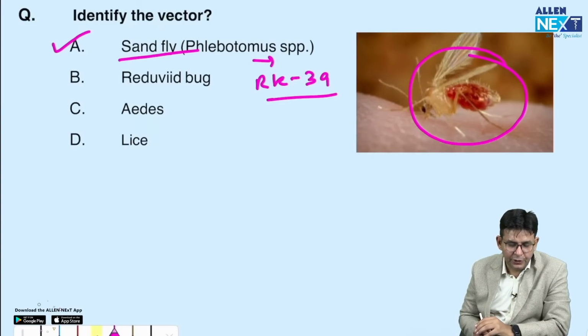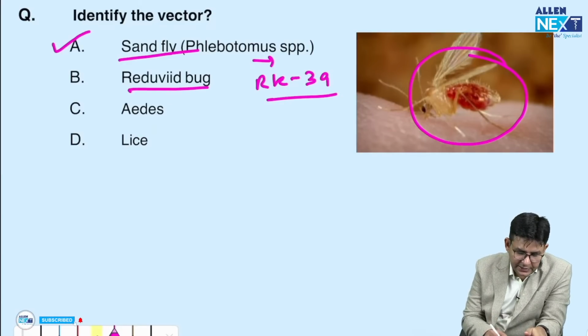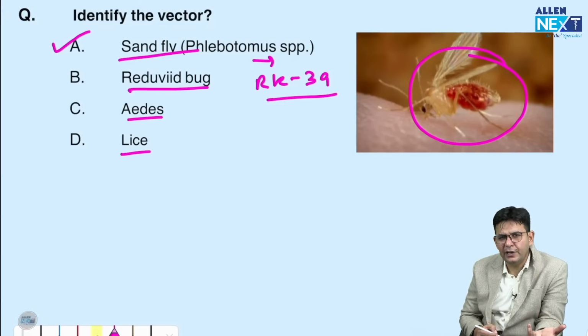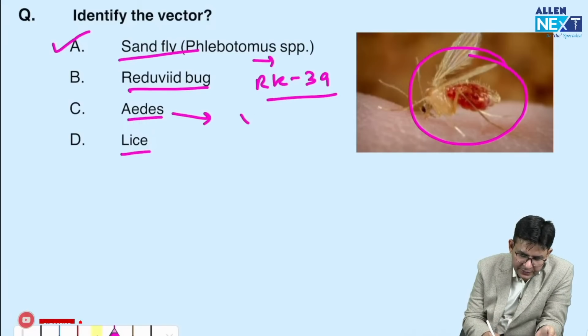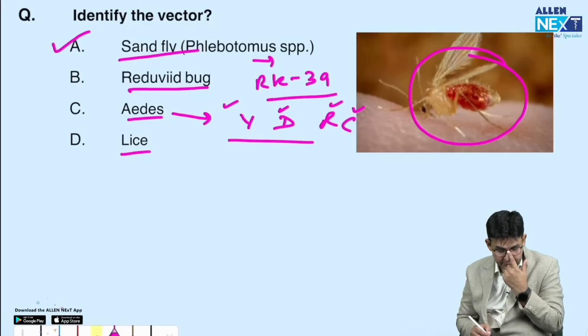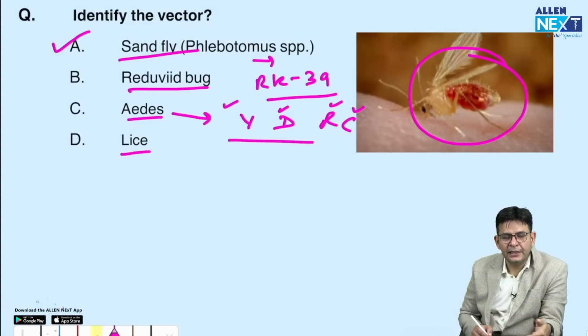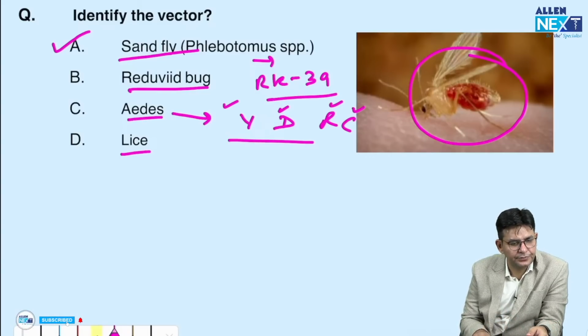Yeah, sandfly. Reduviid bug is the transmitter for Chagas disease. Aedes and lice you already know. Aedes has a number of other vectors like YDRC. Aedes is for what, guys? YDRC. And what is YDRC? Yellow fever, dengue, Rift Valley fever, chikungunya. And the reduviid bug, that you know, the kissing bug, that is Chagas disease.